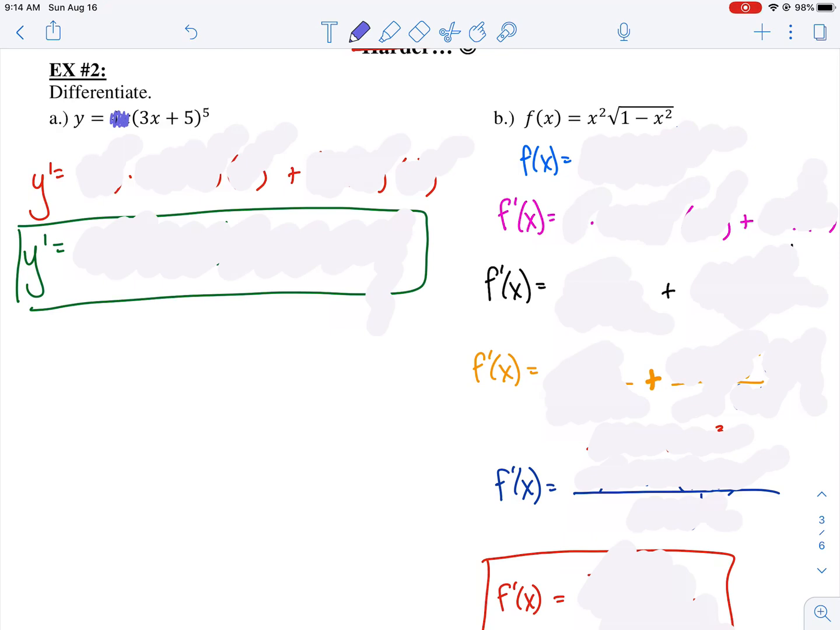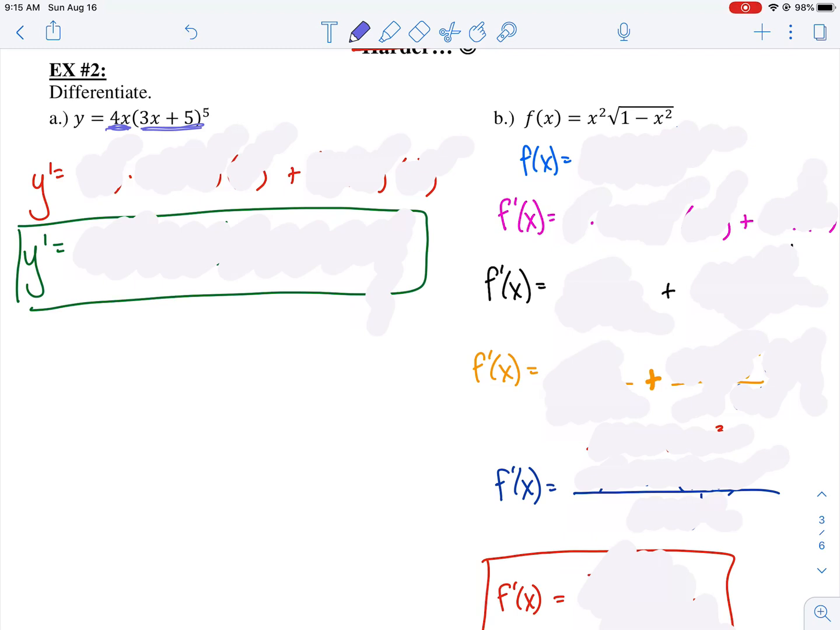But it's not just (3x plus 5) to the 5th power. And if it was just a 4 out in front, I could actually just leave that 4 alone, then do the chain rule with the rest of my problem, and then bring the 4 back at the end, right? My constant rule. But it's not just a 4. Hopefully you noticed that you have a variable being multiplied by something with another variable. Hopefully you notice that this is actually a product rule.